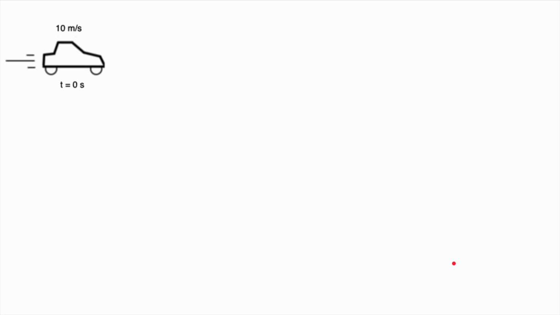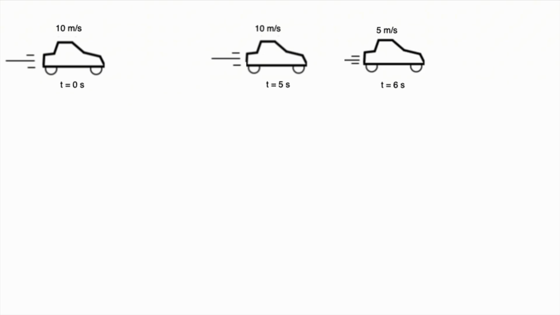All right, let's try this one here. Ready? I got my car at time t equals 0. It's going 10 meters per second. It's not starting from rest this time. And at t equals 5 seconds, it's still going 10 meters per second. But at t equals 6 seconds, it's reduced its speed to 5 meters per second. And at t equals 7 seconds, it has come to a stop.